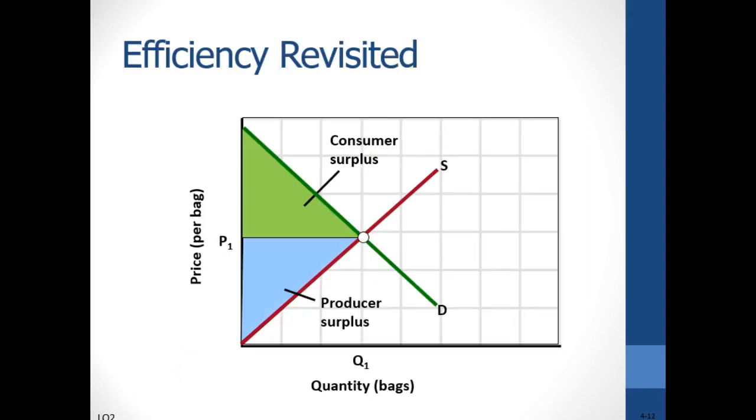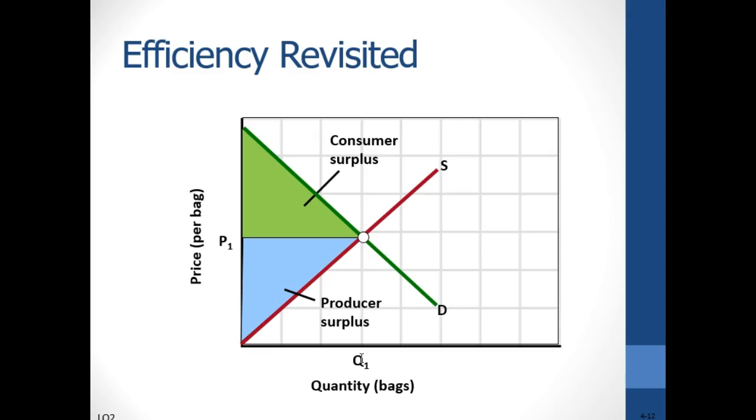When the market achieves efficiency, the maximum combined consumer and producer surplus is achieved. At quantity Q1, the combined amount of consumer surplus, shown as the green triangle, and producer surplus, shown as the blue triangle, is maximized. Efficiency occurs because at Q1, maximum willingness to pay, indicated by the points on the demand curve, equals minimum acceptable price, shown as the points on the supply curve.